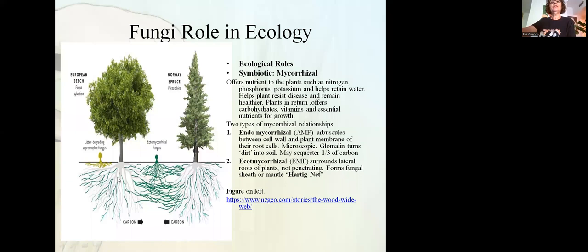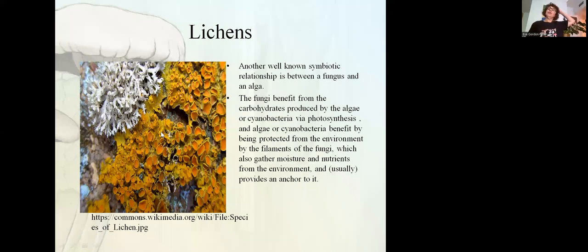Another important symbiotic relationship or partnership is the lichens. The fungi benefit from the carbohydrates produced by the algae or the cyanobacteria via photosynthesis, and the algae or cyanobacteria benefit by being protected from the environment by the filaments of the fungi, which also give them a substrate, something to hang on to. So again, these are pioneer type organisms, so they set the tone for other life entering the environment.